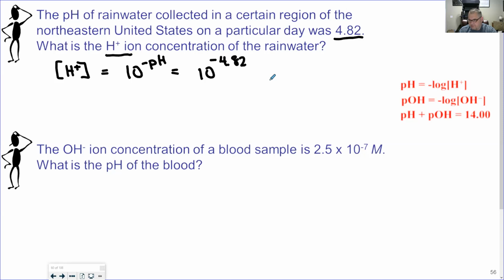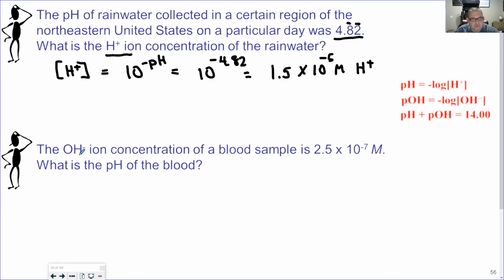And let's see, do I have to put the 10 to the x in first? Yep, I have to put the 10 to the x in first. So let me clear this. So 10 to the x and then negative 4.82, close parentheses. And I find that the hydrogen ion concentration is 1.5. I've got 2 significant figures in this, so I need to have only 2 significant figures: 1.5 times 10 to the minus 5th molar of the hydrogen ion concentration, H plus.